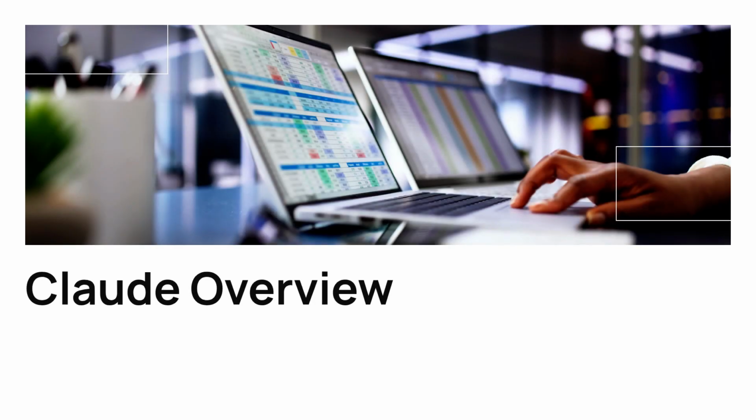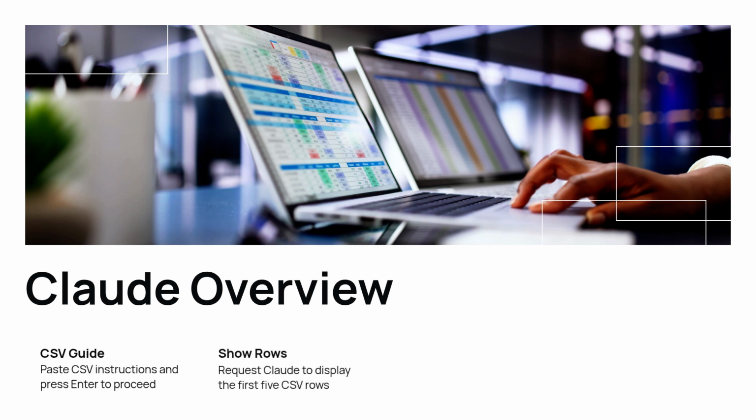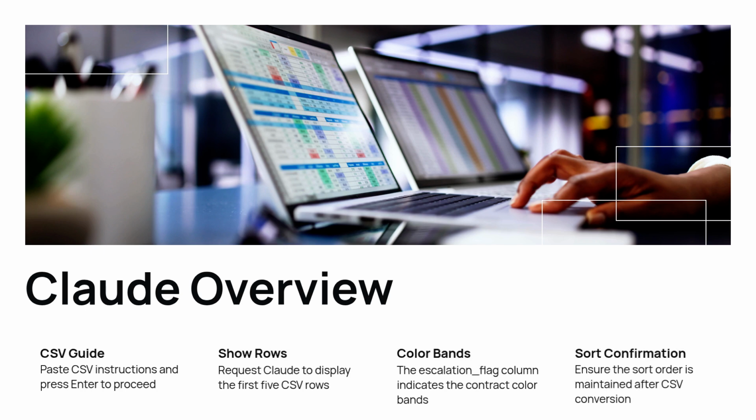On screen is Claude after the escalation breakdown was confirmed. Paste the CSV conversion instruction on screen and press Enter. Ask Claude to show you the first 5 rows of the CSV. The escalation_flag column shows the color band for each contract. Confirm the sort order held through the CSV conversion.